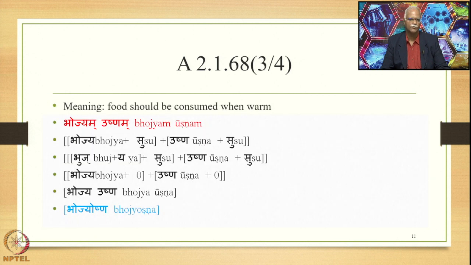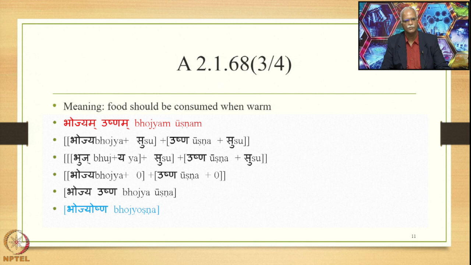This is the example. Food should be consumed when warm. When this meaning is to be expressed, we have the laukika vigraha bhojyam ushnam. Now, bhojya is derived by adding the suffix ya to the verbal root bhoja. So, ya is a kritya suffix. So, bhojya means something that should be eaten, something that should be consumed, because kritya suffix means karma over here. So, now we have bhojyam and ushnam referring to one and the same entity, and so there is a co-referentiality relation between them, and so now we have the semantic relatedness.